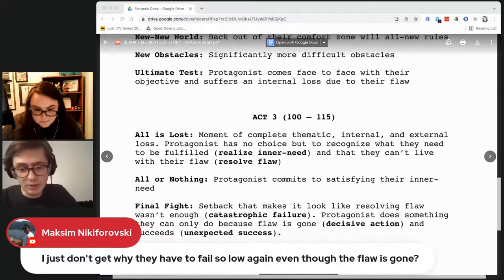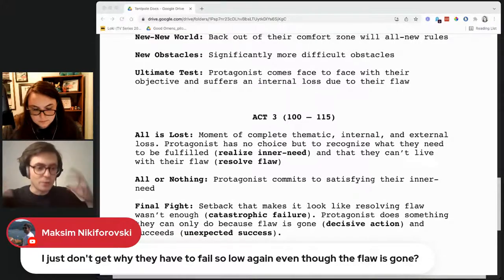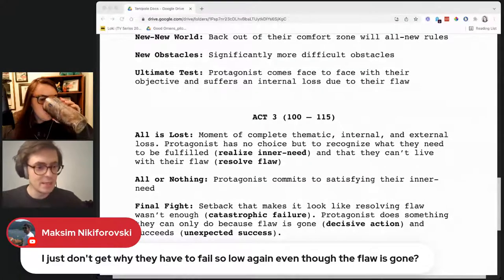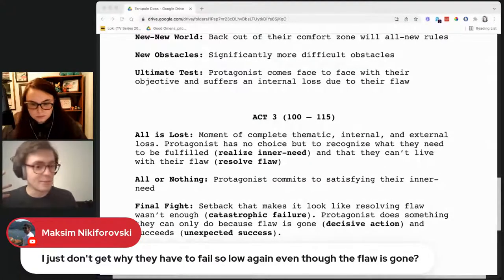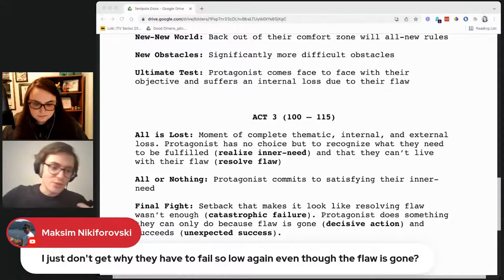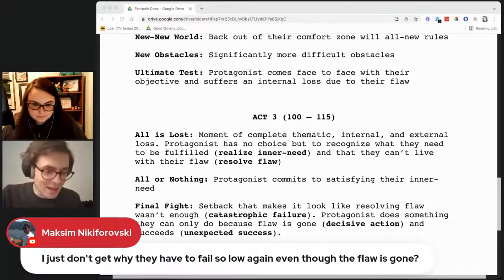I don't get why they have to fail so low again, even though the flaw is gone. So think about the most exciting movie experiences you've ever had, the most emotional ones, the ones that just dazzled you. And maybe think of a metaphor to describe that experience, like the most exciting sports game you've ever seen in your life, where the stakes are so high. There's 2 minutes on the clock and they've got the climax of the most exciting game you've ever seen. I'm using a football analogy, even though I hate football. Somebody fumbles the ball at the last second and somebody grabs it, the team you're rooting for, and they're running.